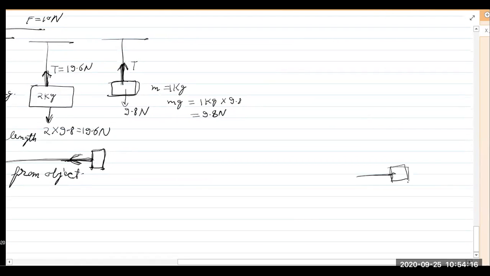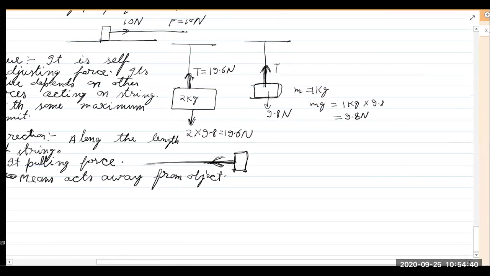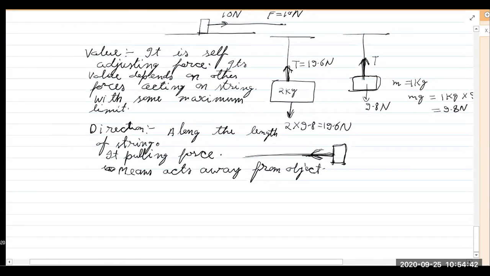Okay, suppose I have a rod instead of a string. The rod can be pushed or it can be pulled. It can be pulled in this direction, or it can be pushed. So a rod can exert both kinds of forces. If you are pushing it, you are applying the force towards the object itself. So pushing means applying force towards the object, and pulling means applying force away from the object. So for a string, we always have only pulling force. But a rod can exert both kinds of forces, pulling or pushing.